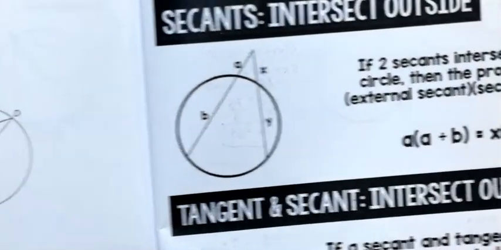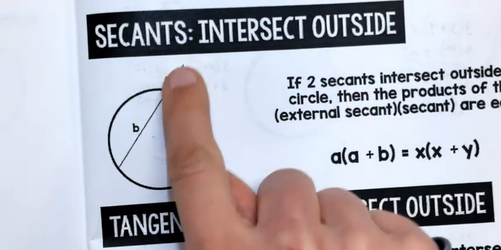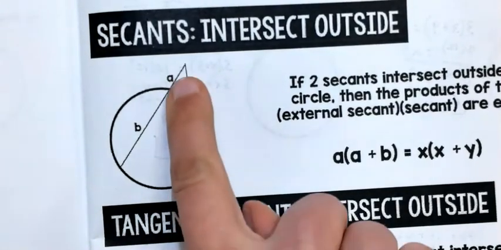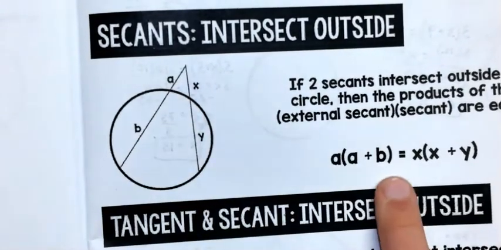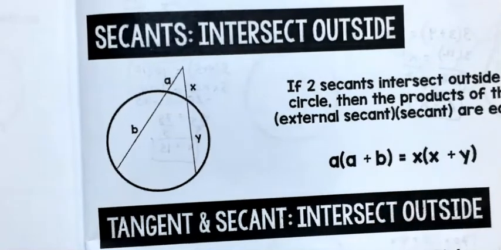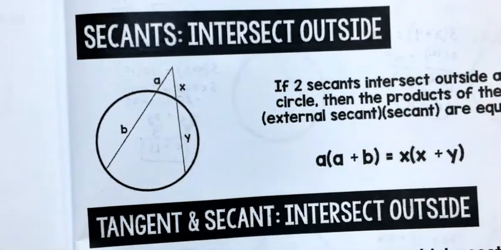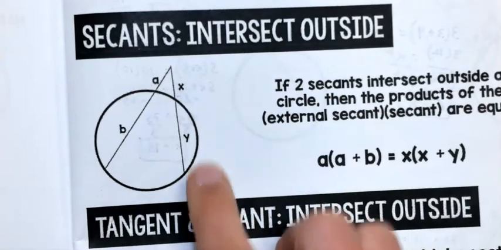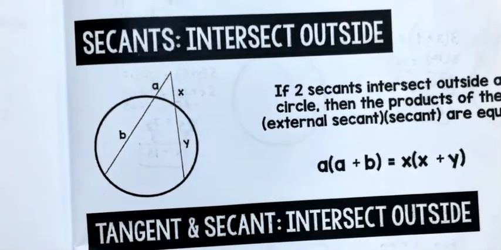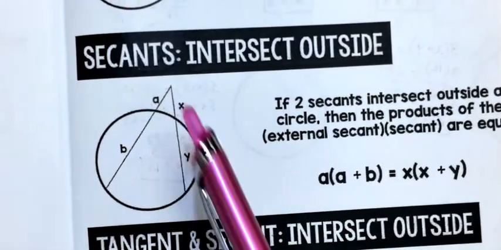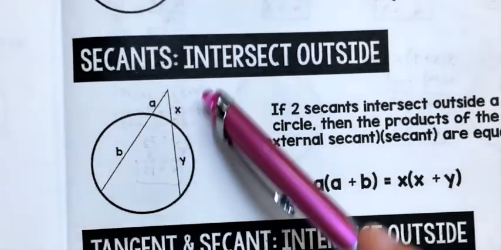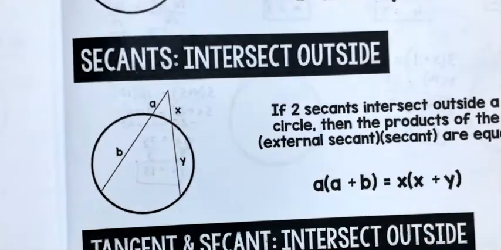All right, so this is my formula. I have the outside piece times the outside plus the inside, right here, equals the outside piece times the outside plus the inside. It kind of works similarly to what we just did. Part times the whole equals part times the whole.